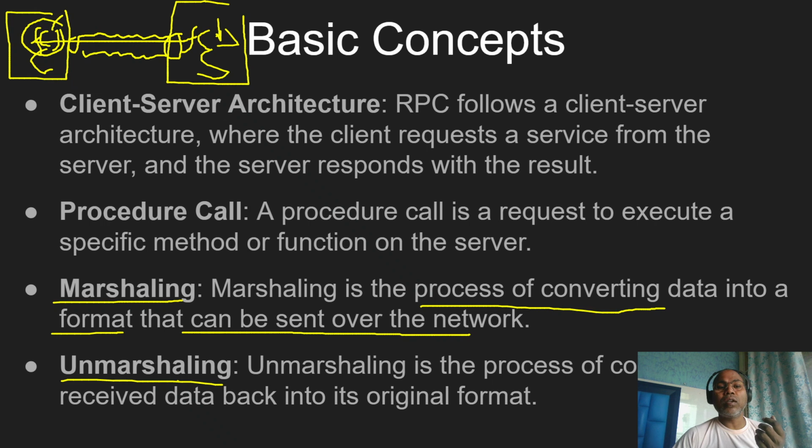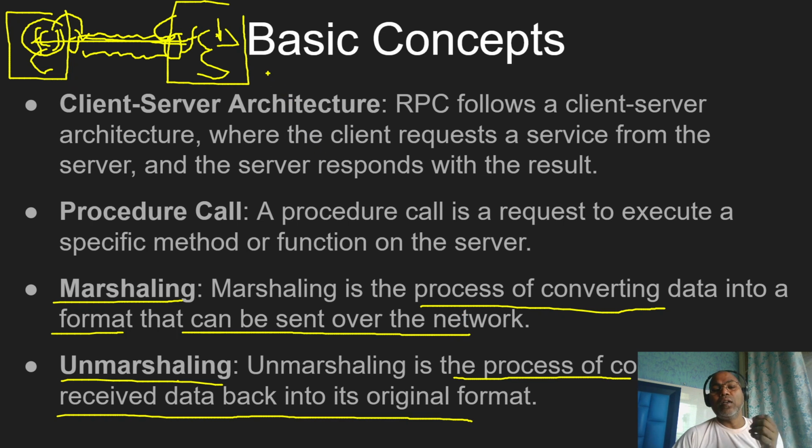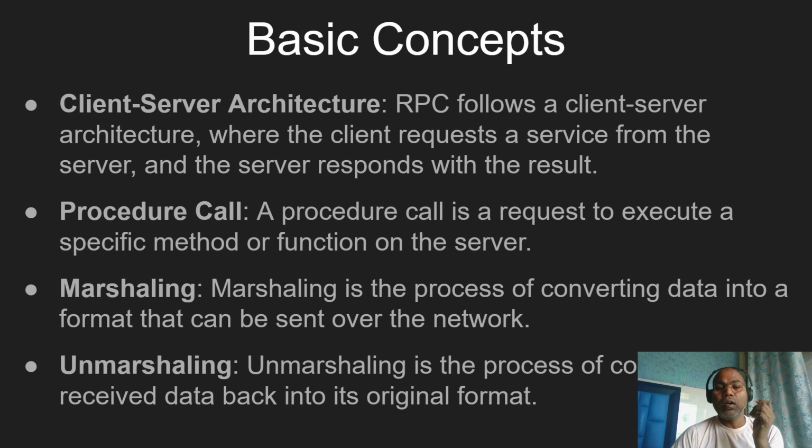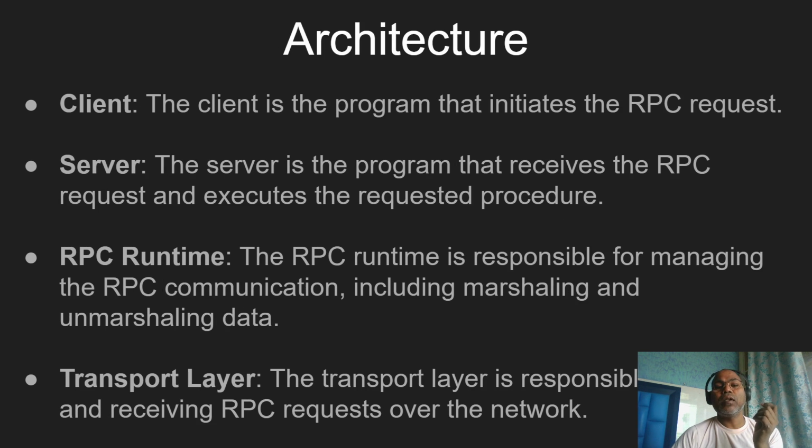So here we convert the request to a specific format that can be transferable. Now the data is transferred, and the transformed data can be decompressed or converted back so that our server can understand the original function name and input parameters. So unmarshaling is the process of converting the received data back to the original format which our server can understand. These are the basic concepts about the procedure call, marshaling and unmarshaling, and these are the basic components in this RPC.